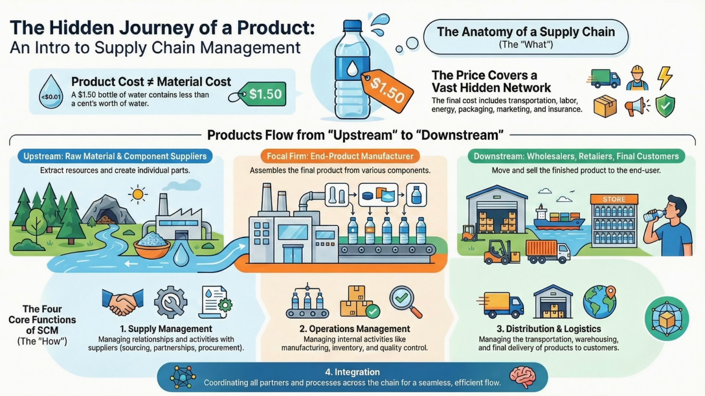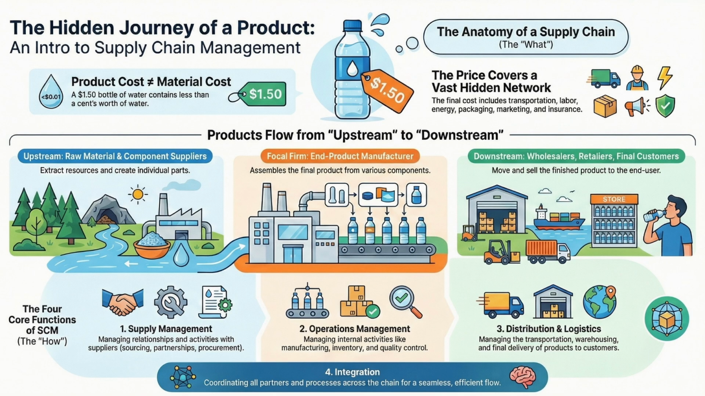Okay, think about something simple, like a bottle of water. You know, we tend to think the price is just for the water and the plastic, right? But really, what you're paying for is this massive system of logistics, labor, and overhead. That whole system, that's the supply chain. And if you can understand that, you can pretty much understand how any product gets its price.